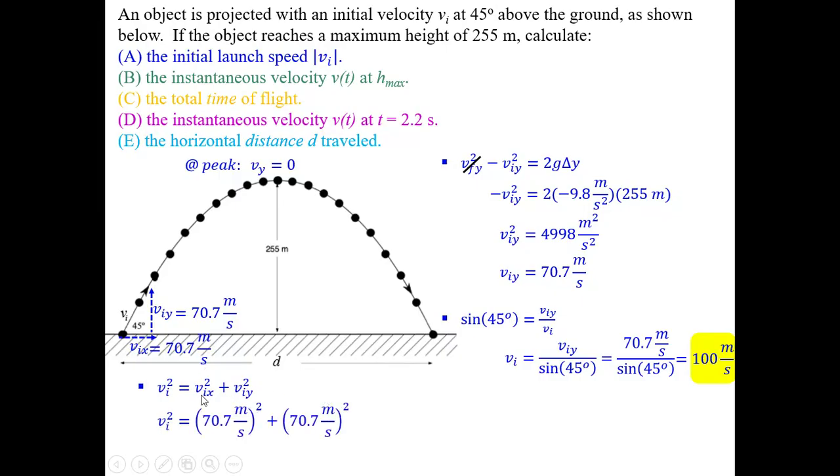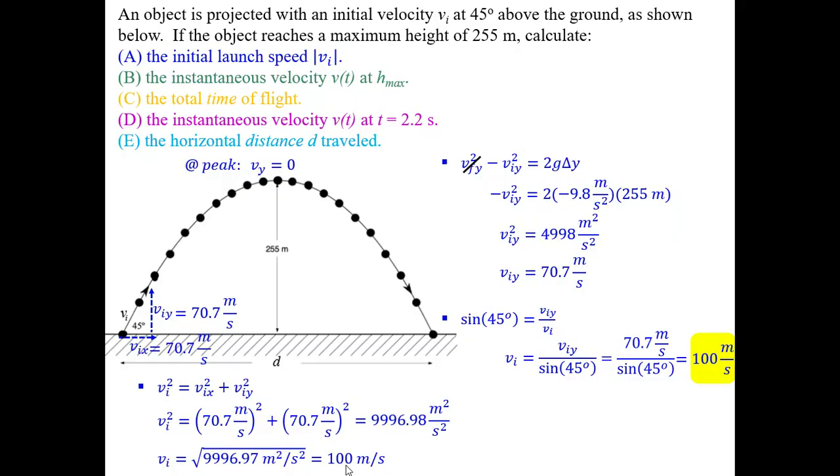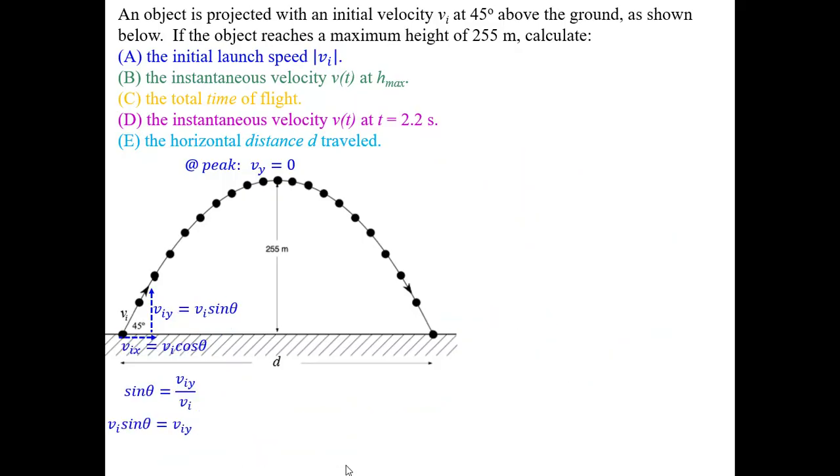So I know VIX is 70.7. For this particular problem, it has to be the same as VIY because once again, the angle is 45. So I can just plug in 70.7 squared plus another 70.7 squared. And if you simplify that on your calculator, the sum of these two values will give you almost 10,000, 9,996. So if you square root that to find VI, once again, this is VI squared, so to find VI, we square root both sides. The square root of this value will give you again about 100. So as you can see, there are different ways to find it. You do you.